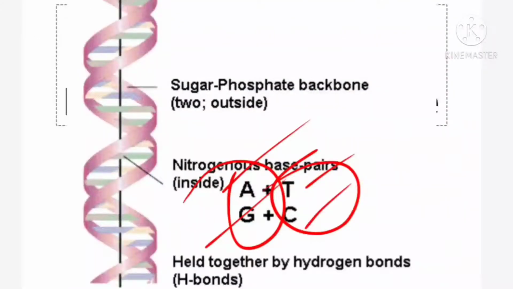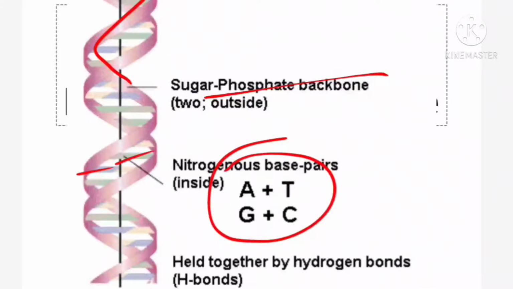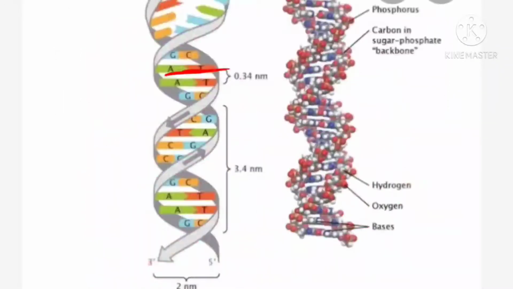So this structure we will just discuss. You can find the sugar and phosphate backbone, right? Nitrogenous bases are forming the ladders. Adenine will always pair with thymine and guanine will always pair with cytosine. So adenine plus thymine will always be equivalent to G plus C. Okay, held together by what bond? Hydrogen bonds.